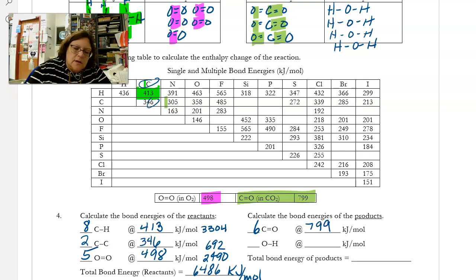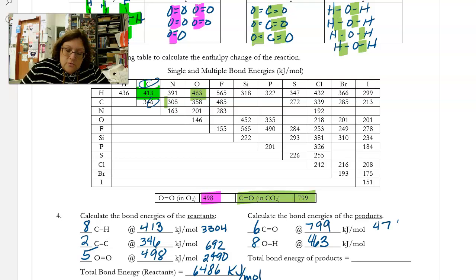Last but not least, we're going to do our hydrogen oxygens. There's 1, 2, 3, 4, 5, 6, 7, 8. The hydrogen oxygens are right here, 463. So 799 times 6 is 4,794. 463 times 8 is 3,704. That adds up to a total of 8,498 kilojoules per mole formed.